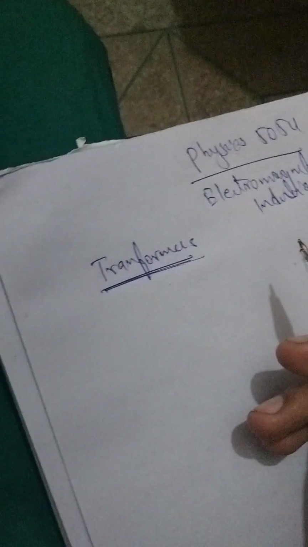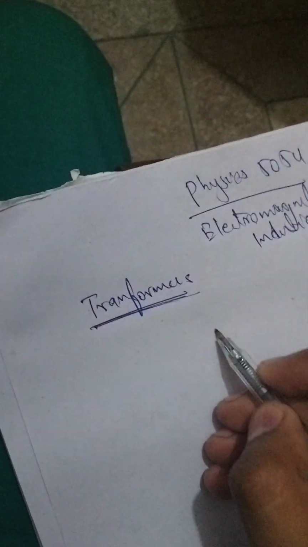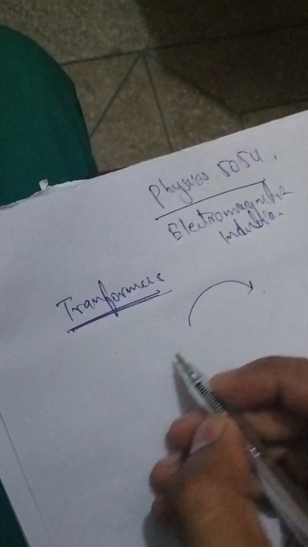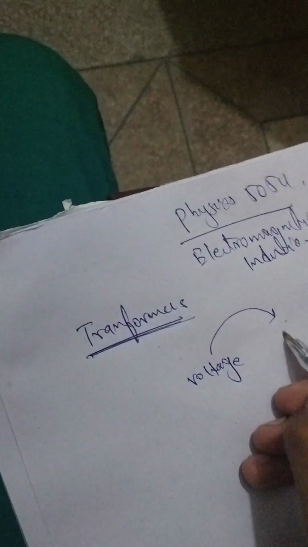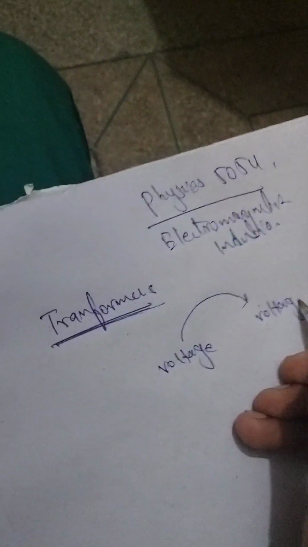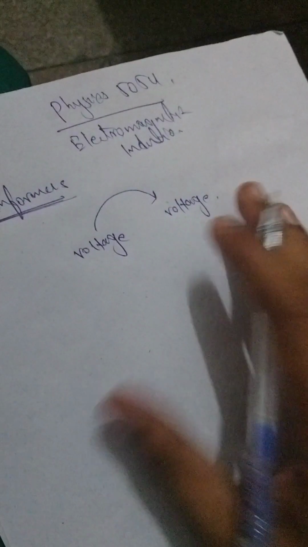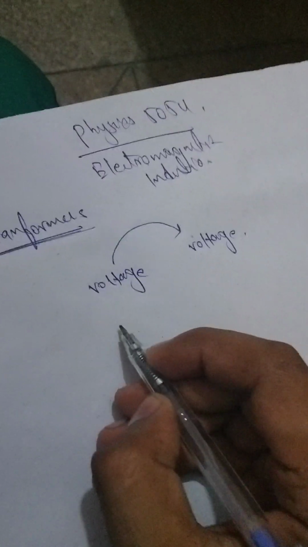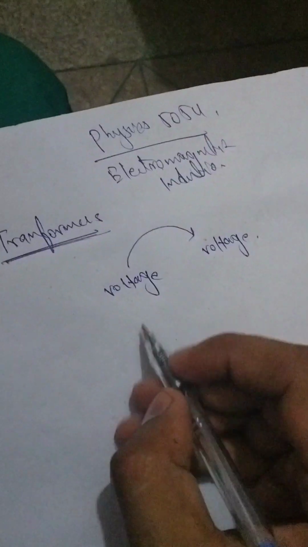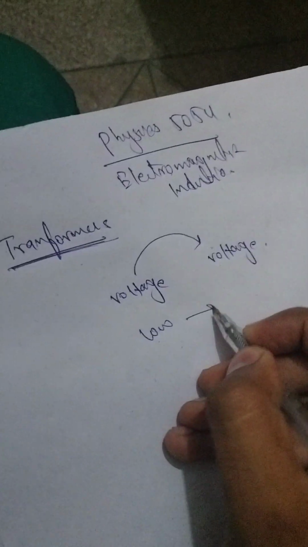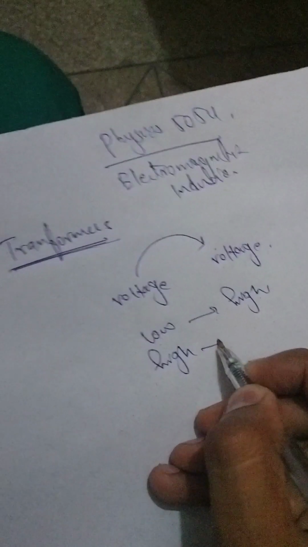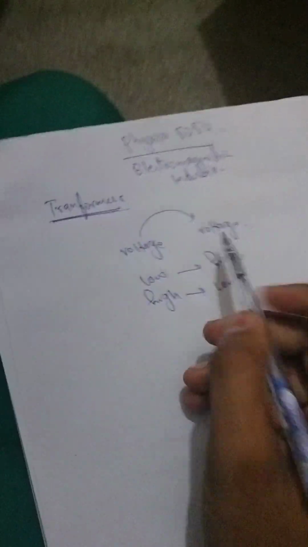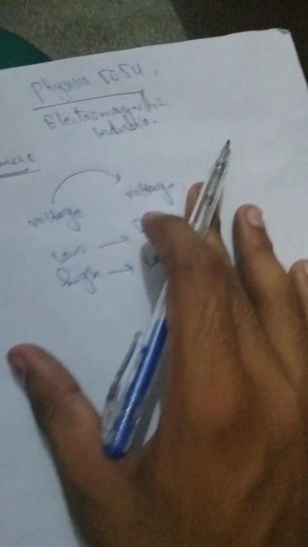So as the name refers, a transformer means that it transforms something. It transforms voltage. So voltage transformation might be of two possibilities. The first one is that it should transform low voltage to high voltage, or high voltage to low voltage. So both the cases we will discuss in transformers.